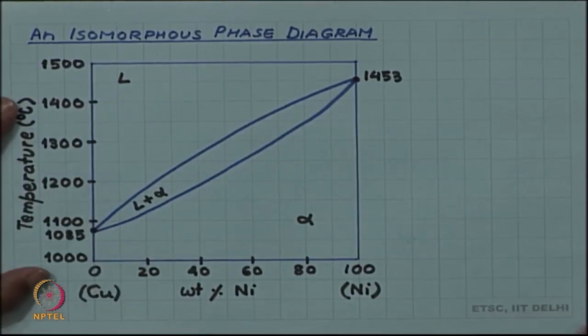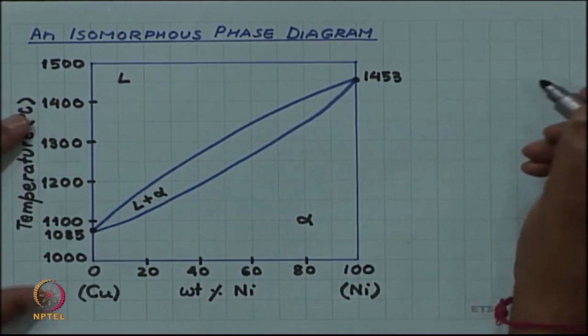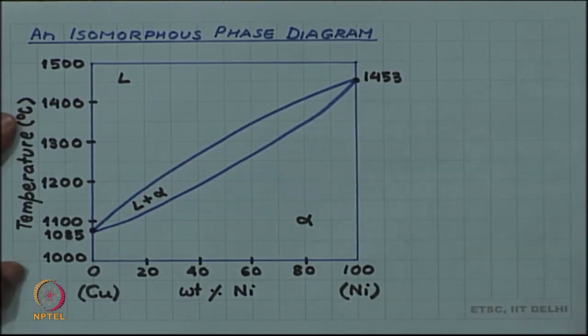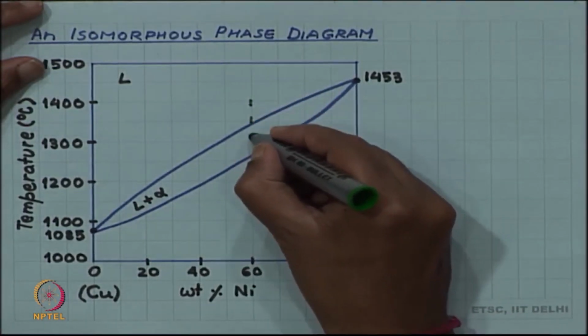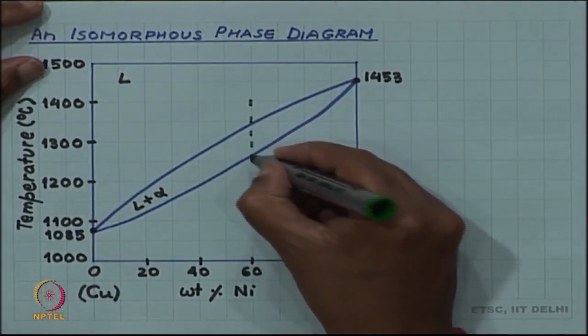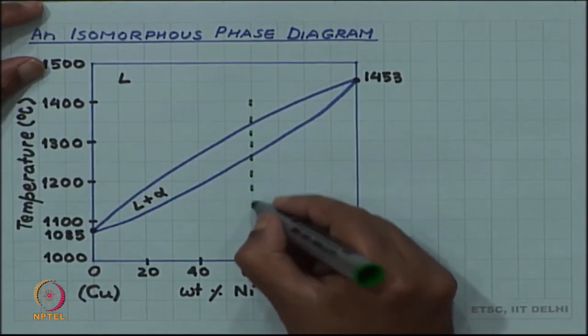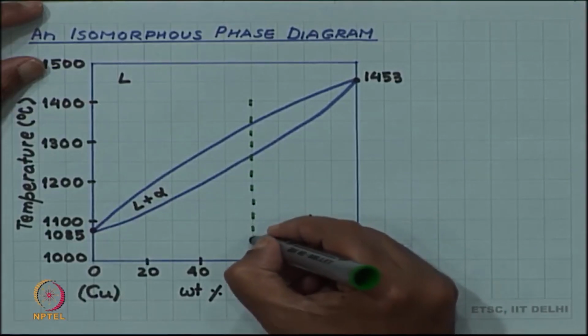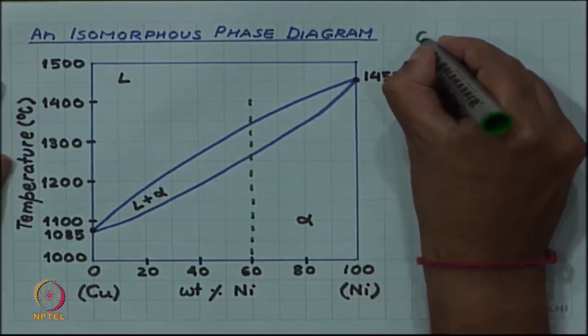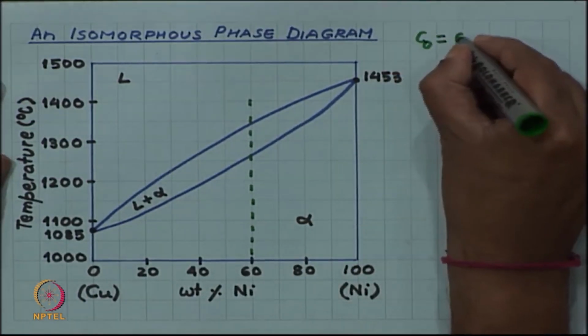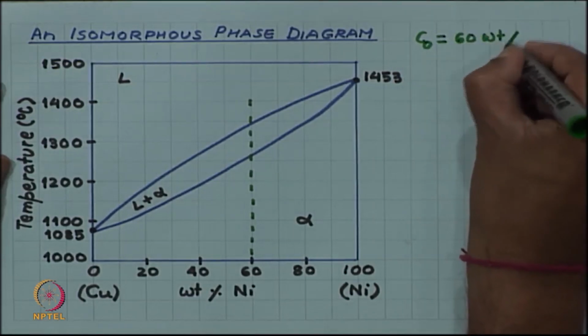So, with this isomorphous system which we have been studying as our example of phase diagram, let us consider a particular alloy and look at the microstructure evolution in that alloy. So, in this phase diagram, the alloy which I am selecting is, let us say, a 60 weight percent nickel alloy. So, the C naught, or the alloy composition, is 60 weight percent nickel.